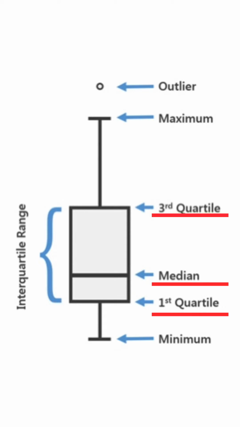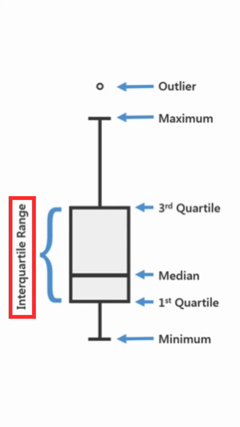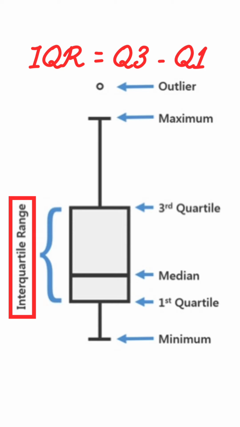So until now we have the three basic quartiles. Of course, the fourth one is very easy to compute since it's equal to the maximum of our dataset, but actually it's useless. So we have the Q1, or first quartile, the median, or second quartile, and the Q3, or the third quartile. Another important element of a box plot is the interquartile range, or IQR. IQR is equal to Q3 minus Q1.